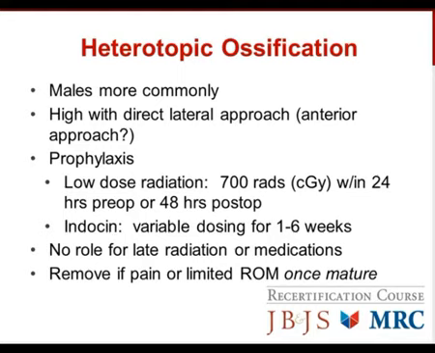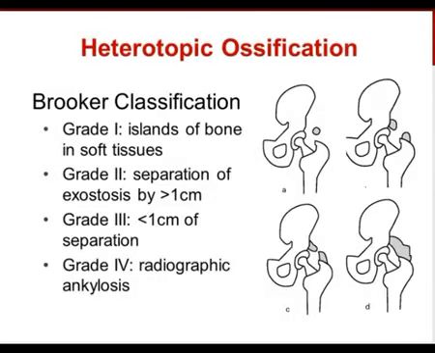What you need to keep in mind is that there is no role for late radiation or medications. If a patient returns to clinic at 2 weeks or 6 weeks and they have heterotopic ossification forming, you don't want to irradiate them at that point or treat them with NSAIDs. At that point, you need to let the heterotopic ossification process run its course. For those patients who have mature heterotopic ossification, if they have pain or limited range of motion, then you can consider surgical excision. The Brooker classification is commonly used with heterotopic ossification.